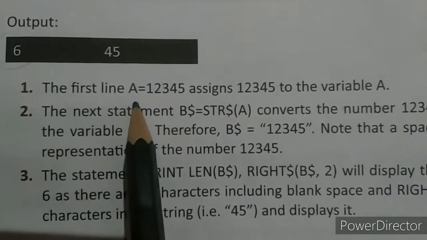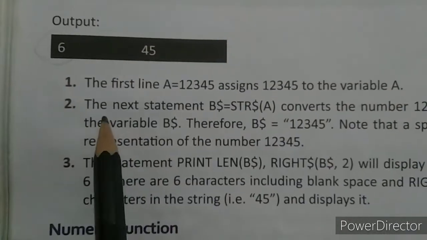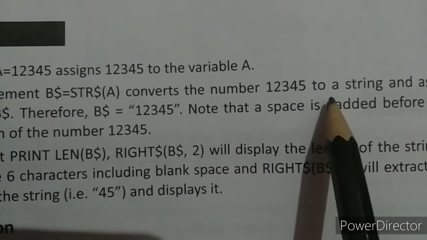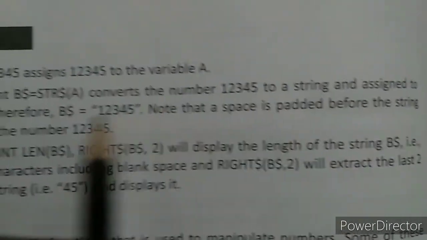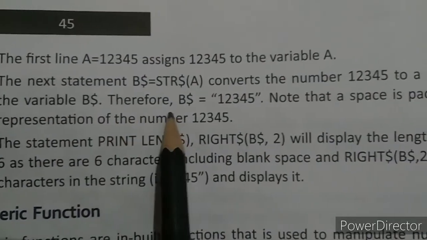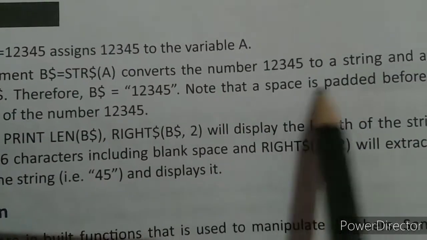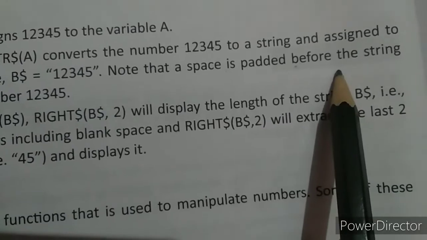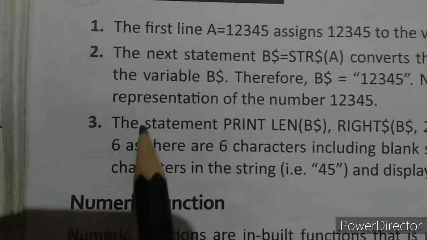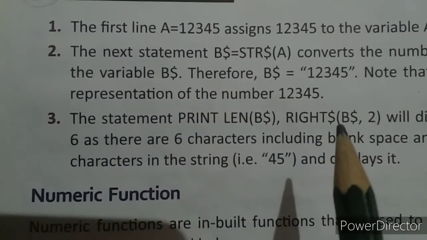The first line A = 12345 assigns 12345 to the variable A. The next statement B$ = STR$(A) converts the number 12345 to a string and assigns it to the variable B$. Therefore B$ is " 12345". Note that a space is added before the string representation of the number. Okay, this should be kept in mind.